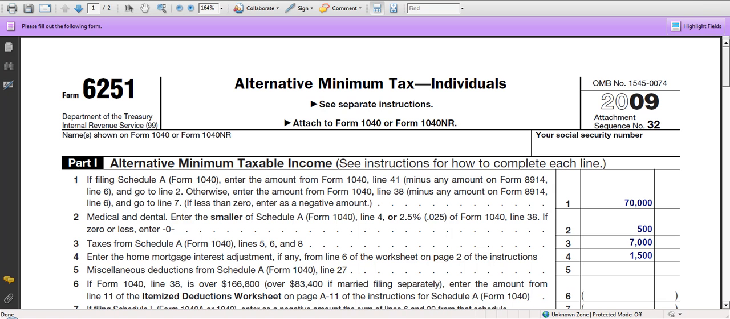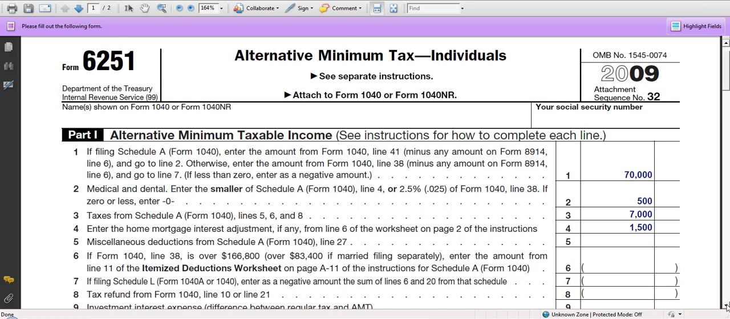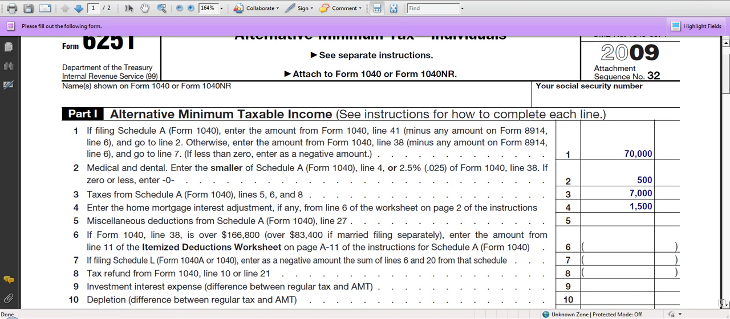Line 2 deals with your first adjustment, being your medical adjustment, and this was discussed in point number 5 of the blog, and I gave an example of a calculation there, and I'm going to use that example here. So we have an adjustment of $500 here for medical expenses taken from our Schedule A.